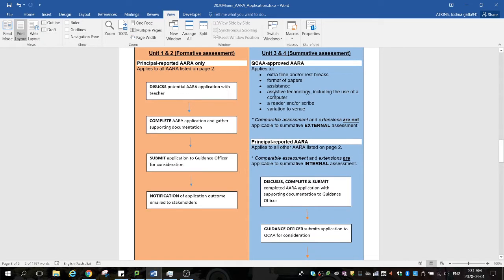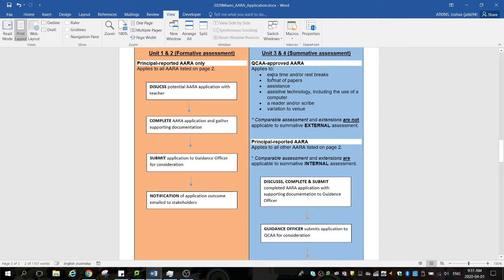The process is similar. For Units 1 and 2, you simply discuss with your teacher whether you might need to access AARA. If so, then you come and see me, we talk about it, fill out the application form and you submit it along with supporting documentation. And then I make a decision on that and I'll notify yourself, your teachers and your heads of department.